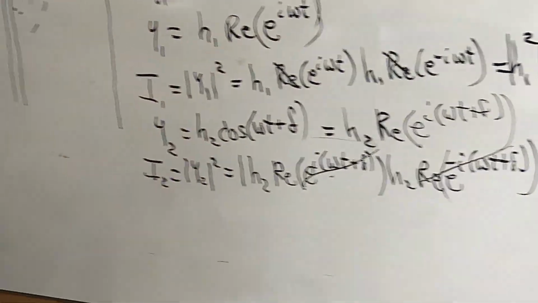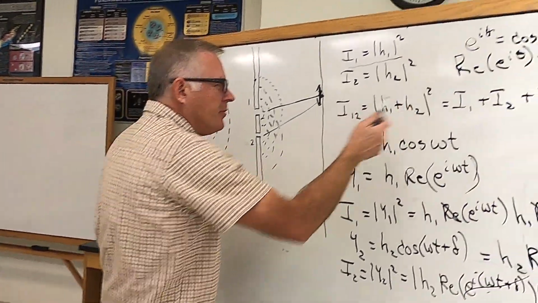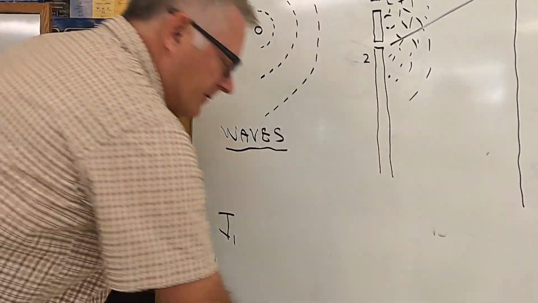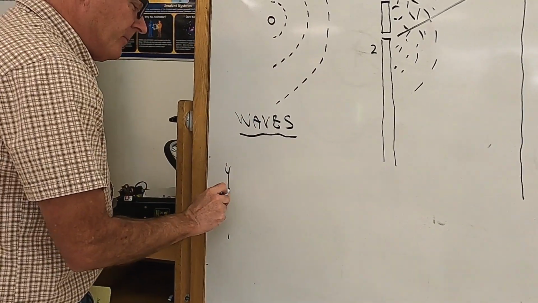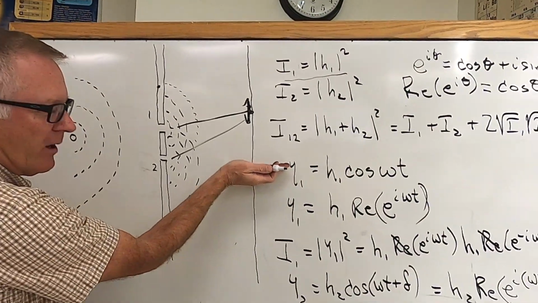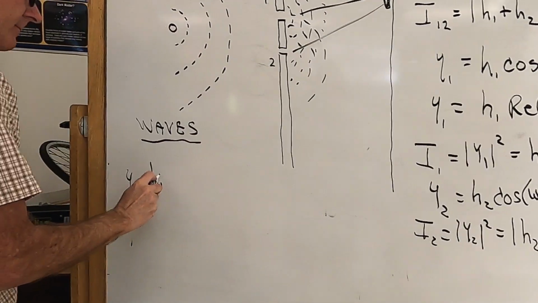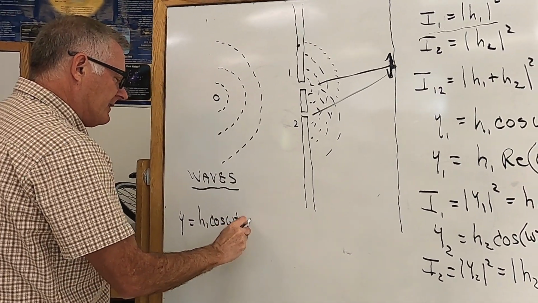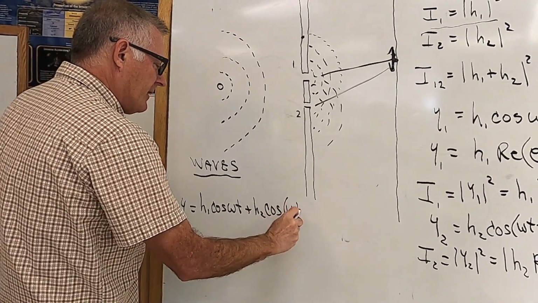Okay, and then the last case is what happens when they're both open right here. What did we do? We had to add the two together. Well, let's first get the total height right here. The y total would be y1 plus y2. It would be the sum of y1 plus y2. So it would be h1 cosine omega t plus h2 cosine omega t plus delta.